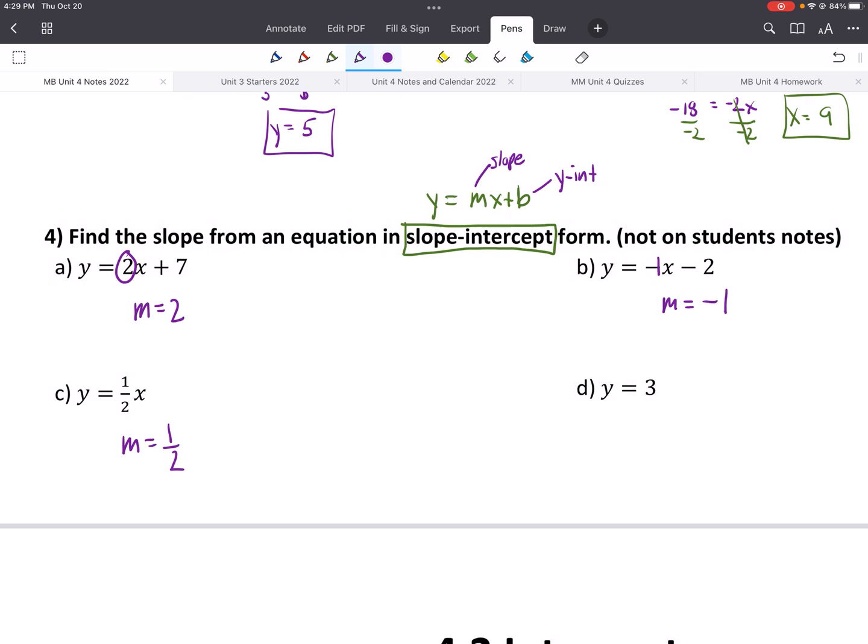And then here, this one's kind of tricky. This is the same as y equals 0x plus 3. So this is your y-intercept, and your slope is 0. Okay?